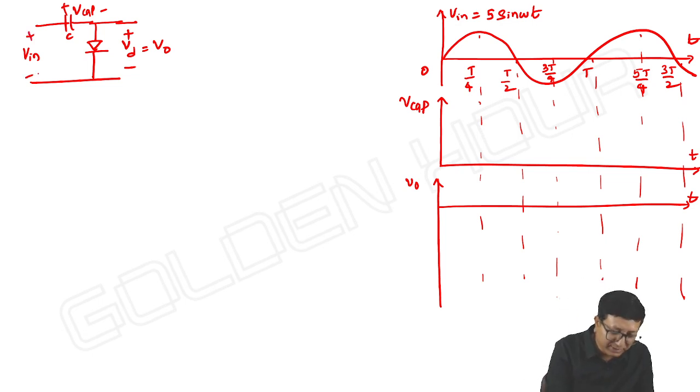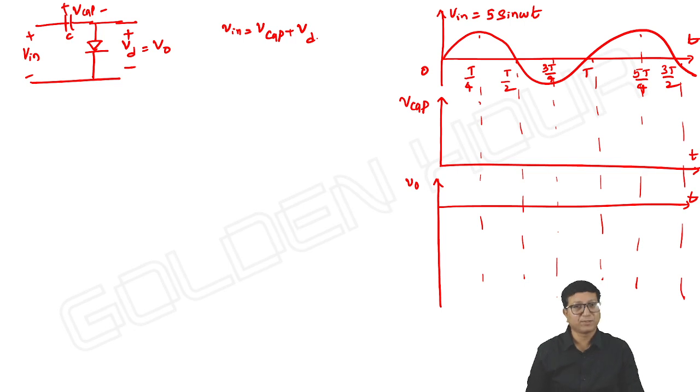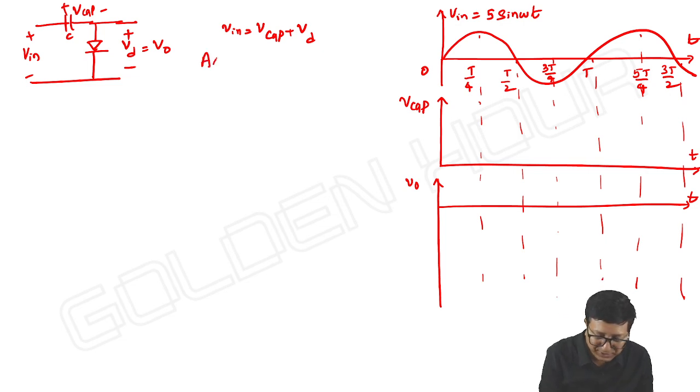And what can we write here? Here we can write V input is equal to voltage across the capacitor plus voltage across the diode. Now at t is equal to 0, what is happening? Input is 0, diode does not conduct, and assuming 0 initial conditions. Okay, assume 0 initial conditions.